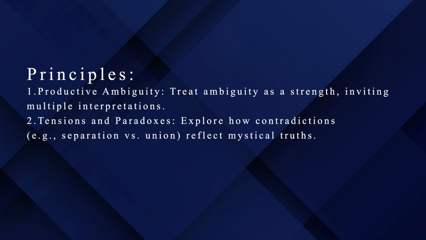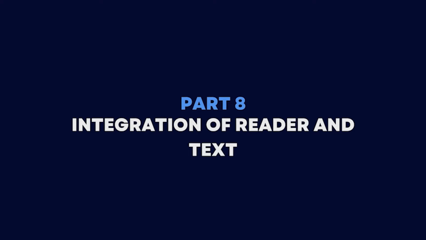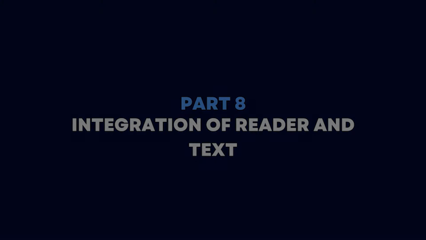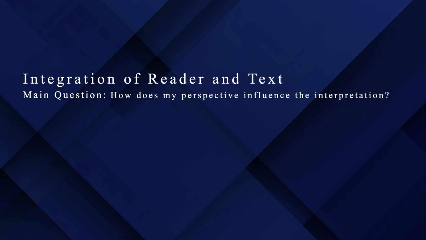Number 2, tensions and paradoxes explores how contradictions reflect mystical truths. Step number 3, reader's role. You should acknowledge how your perspective influences the resolution of ambiguity. The next part concerns integration of reader and text. The main question you should be asking is, how does my perspective influence the interpretation? What preconceptions or biases do I bring? And to answer this main question, you should answer the following.